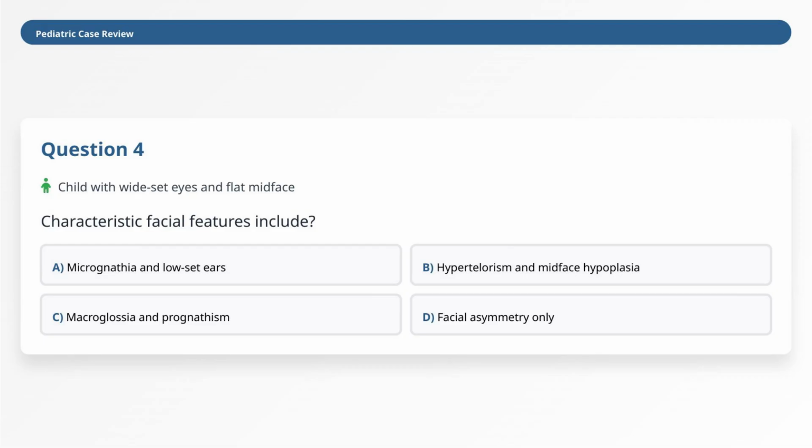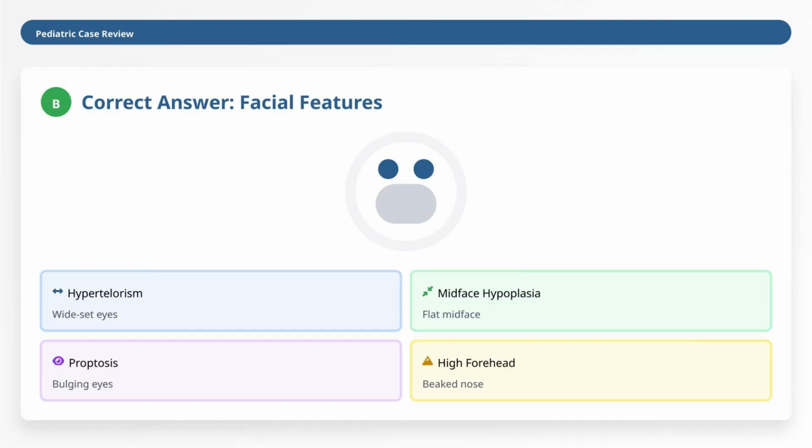Question 4. A child with Pfeiffer syndrome undergoes clinical evaluation. Physical examination reveals distinctive facial characteristics. Which features are most characteristic of this condition? Option A, micrognathia and low-set ears. Option B, hypertelorism and midface hypoplasia. Option C, macroglossia and prognathism. Option D, facial asymmetry only. The correct answer is B.